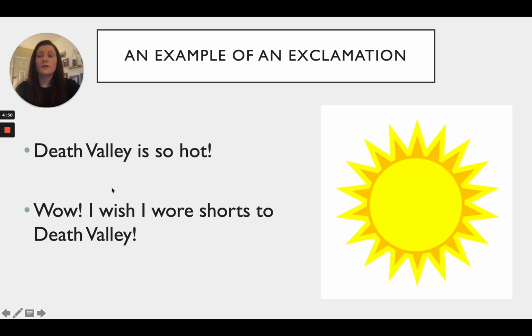And then another way that we can also see an exclamation mark is at the end of an exclamatory word like wow. A lot of times when we say the word wow, we want to emphasize it. It's very important. So here we have an example of 2 exclamation marks in a sentence where we say, wow! I wish I wore shorts to Death Valley! So especially with exclamations, we can sometimes see those pop up more than once within a sentence with one subject in it.